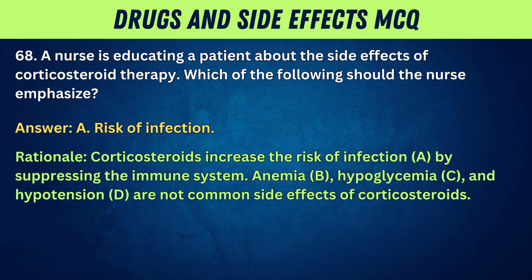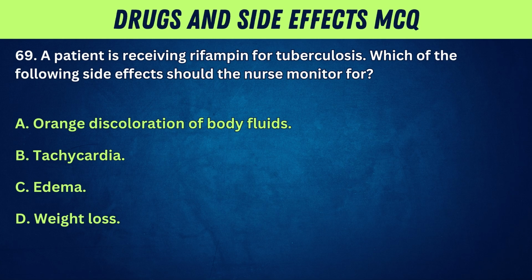Risk of infection. Rationale: corticosteroids increase the risk of infection, A, by suppressing the immune system. Anemia, B, hypoglycemia, C, and hypotension, D, are not common side effects of corticosteroids.